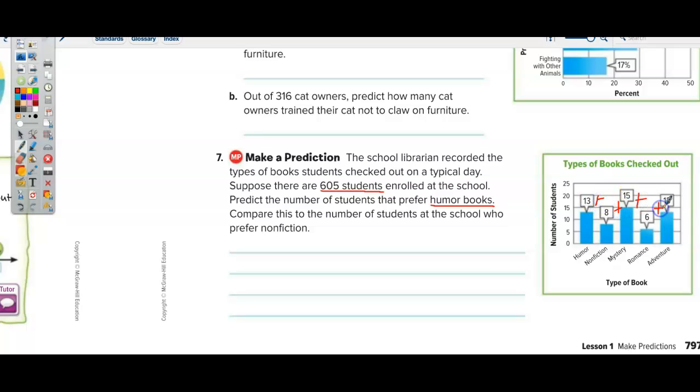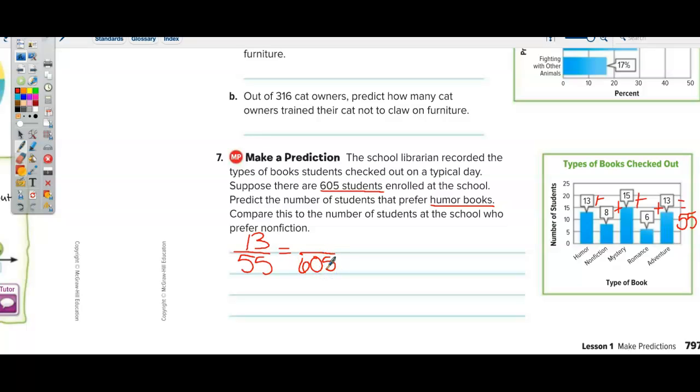13 plus 2 plus... 55? Somebody check it. That's right. We're good? Okay, so there's 55 total books that were checked out. Caden with a K, how many of them were humor? 13 out of my 55. How many students are at the school? 605. Where does that go? Numerator or denominator? Denominator.